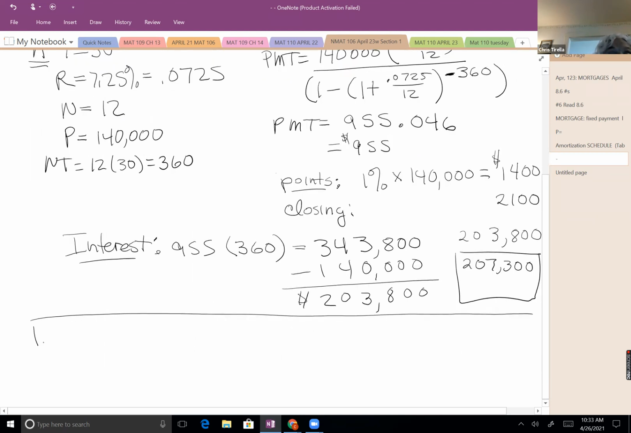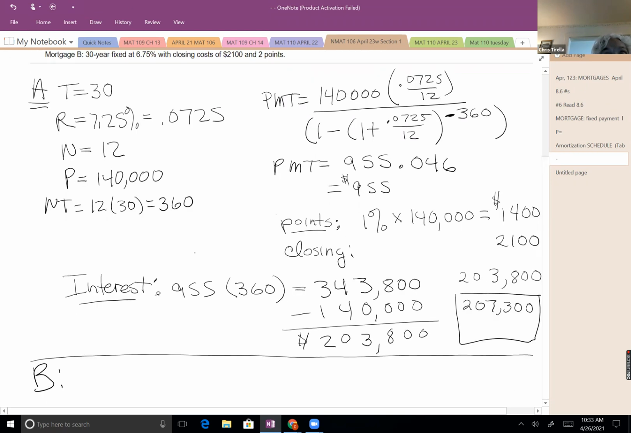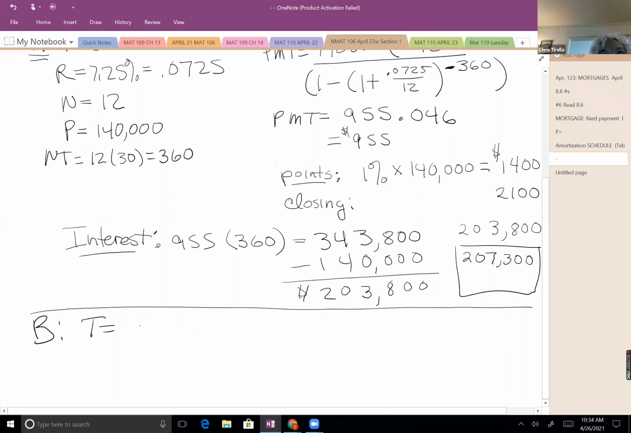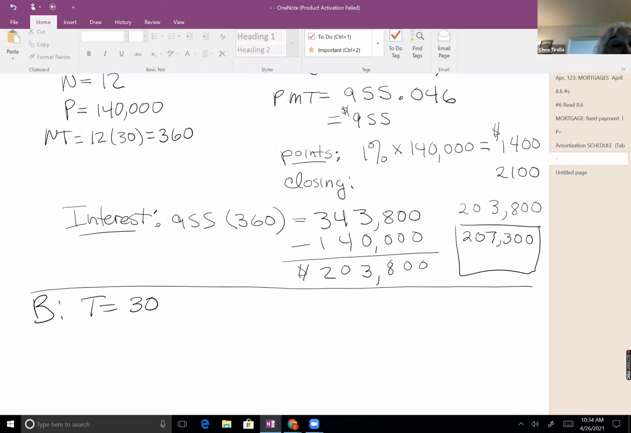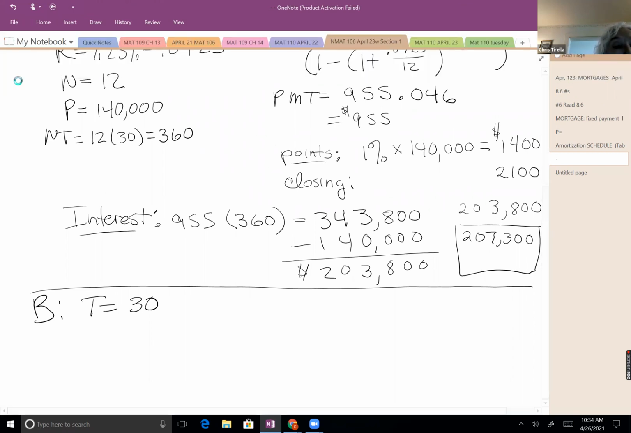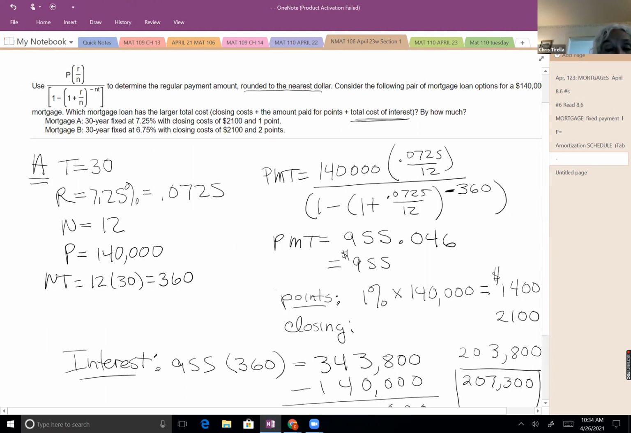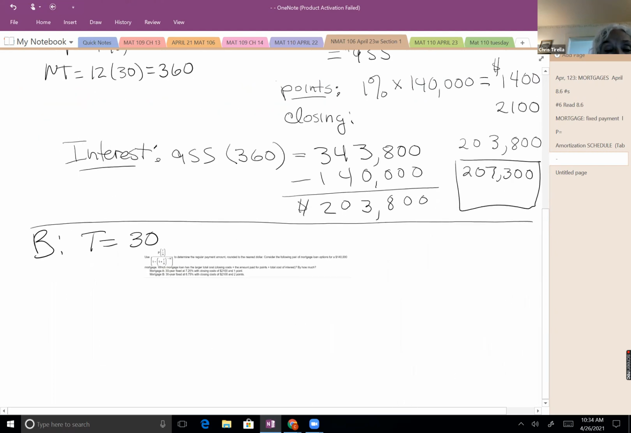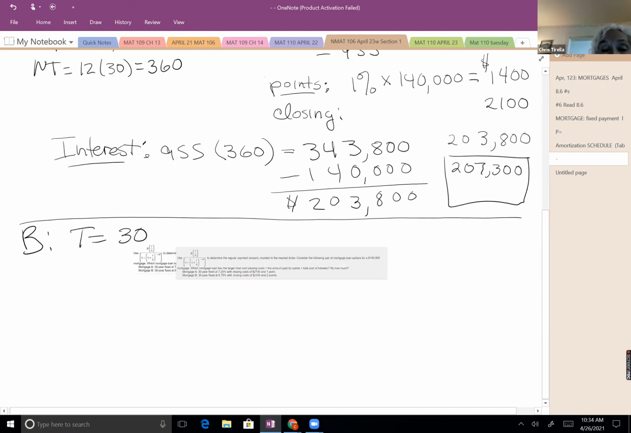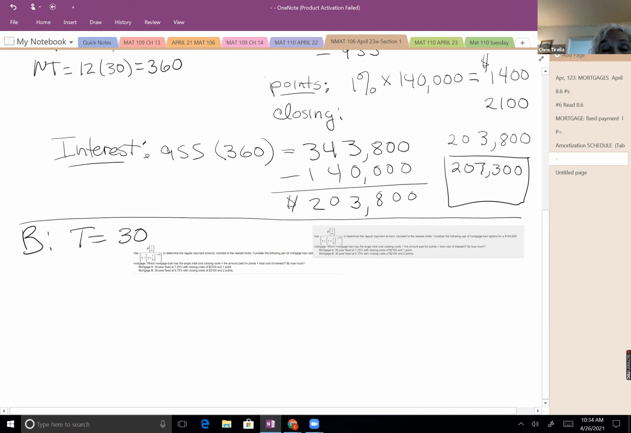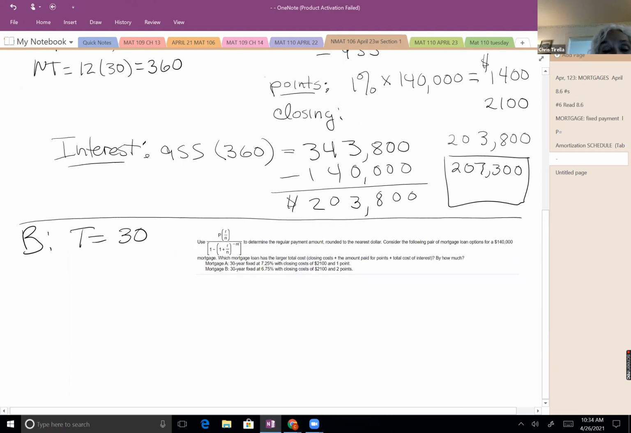For mortgage B, our time, I believe, is also 30 years. You know what? I'm going to paste that picture in once more so that I don't have to keep bouncing up and down. Because I don't know about you guys, but I would be seasick with the amount of times we're bouncing this thing up and down.